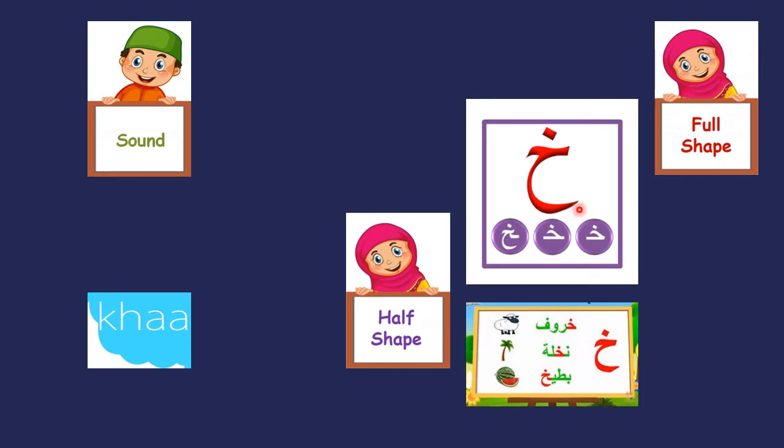Letter Kha. It has a dot on it. These are its half shapes. When it comes in the words, its starting shape is this. This is the middle shape, and this is the end shape. Its sound is Kha.